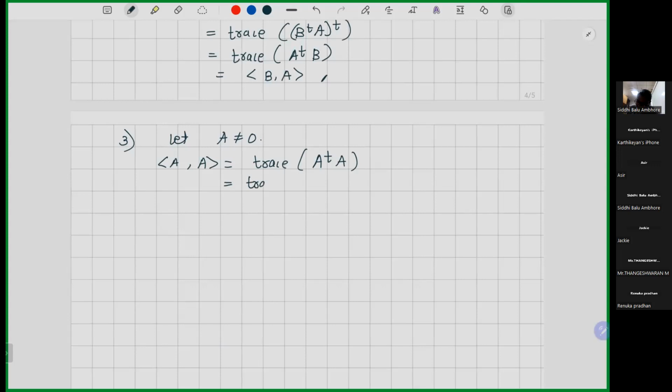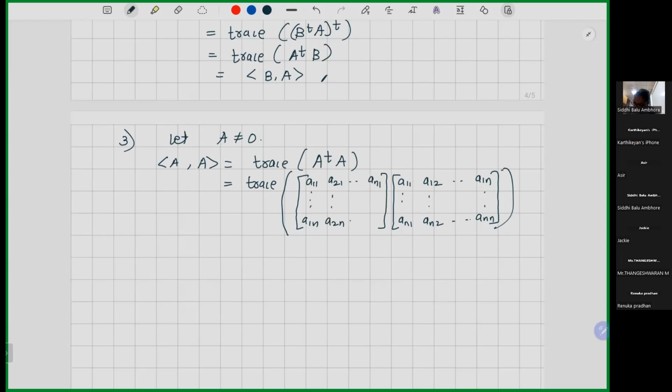So let me write this. This is trace of A transpose A. So if A is this, A11, A12, A13, so on, A1n, this is AN1, AN2, ANN. If A is this, then A transpose will be what? We are just writing columns as rows, right? So A11, A21, and here it will be AN1. And here it will be A1n, A2n, so on, ANN. Right?